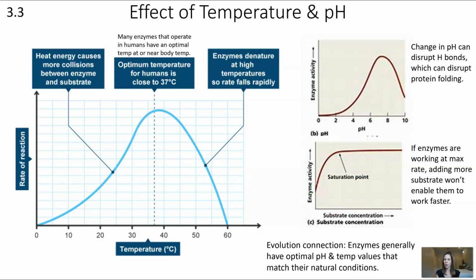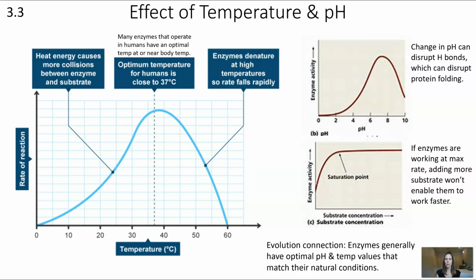All right, that last graph on the bottom right is looking at substrate concentration. So as we move to the right of the graph, we have more and more substrate. At some point, the enzyme is just going to be overwhelmed, that it can't work any more efficiently if you give it more substrate.